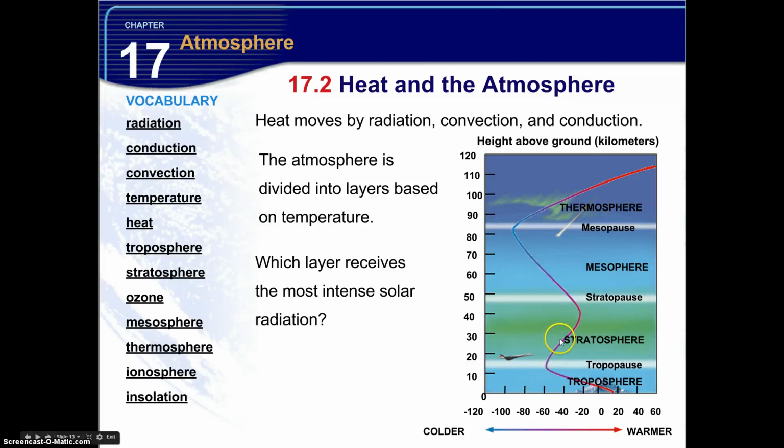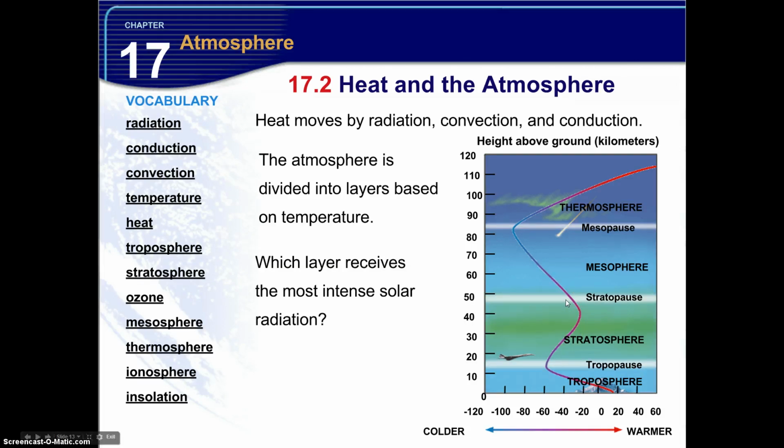Then we begin our track into the stratosphere. Now the stratosphere is a very clear and dry layer of the atmosphere. The lower part of the stratosphere is about as cold as the tropopause. The upper part of the stratosphere warms up steadily and is about 50 kilometers above Earth's surface.